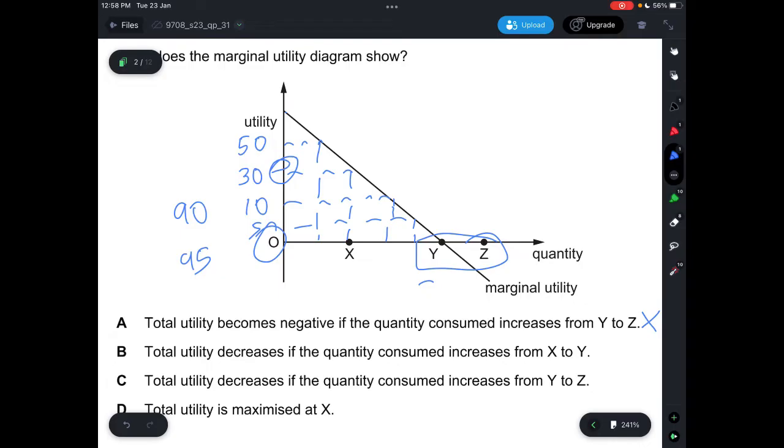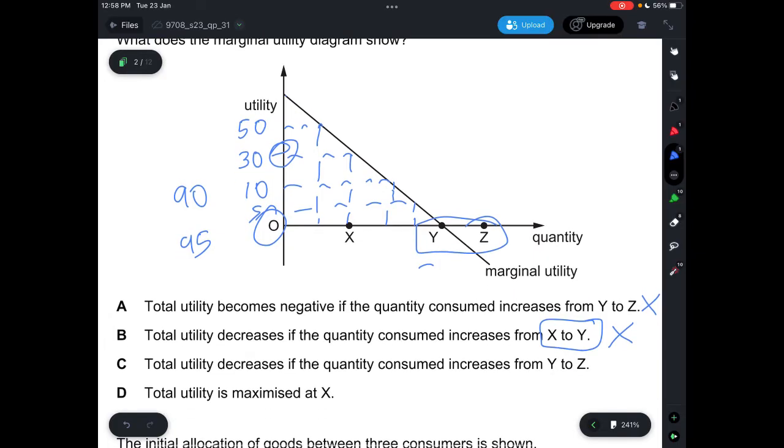And in that case, the total utility decreases if the quantity consumed increases from y to z instead of x to y, because like what I mentioned, for the quantity x to y, the marginal utility line is still on the positive part of the y-axis, and then from y to z, it's on the negative part of the y-axis. Therefore, B is not an answer.